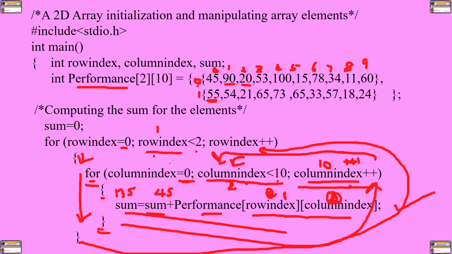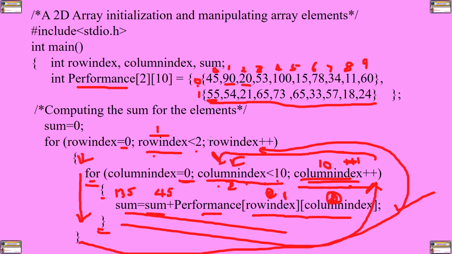Once that value is returned, the process will continue and increment column index by 1, which will be 1, and then check: is 1 less than 10? Yes. So the same operation will now be repeated until all these elements are added. Remember, the purpose of the outer loop for row index was to control the rows. So after adding all the values in the first row from column index 0 to column index 9, we have now incremented it by 1, and therefore the row index is currently 1.